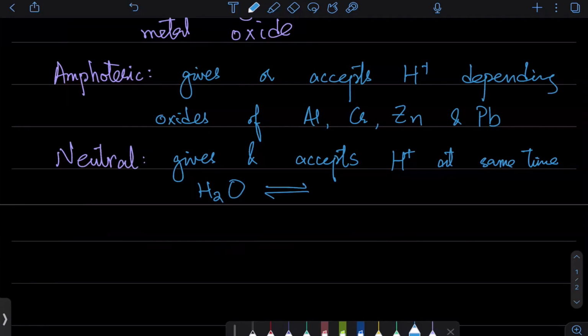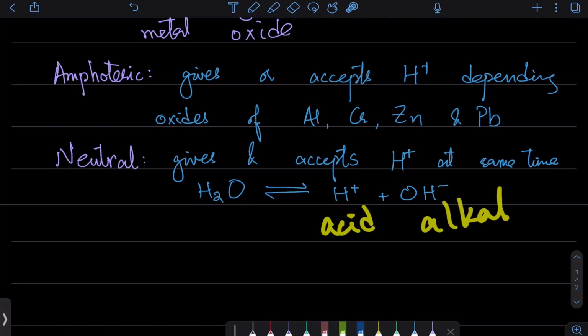Water can break down and give us H positive and OH negative. Here you can see कि water ने H positive दिया तो water बन गया acid. Water ने OH minus दिया तो water बन गया alkali. But because it is doing the acid part and the alkali part at the same time, water is neutral.